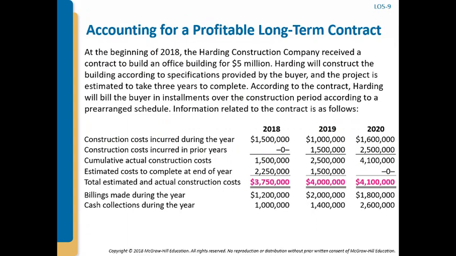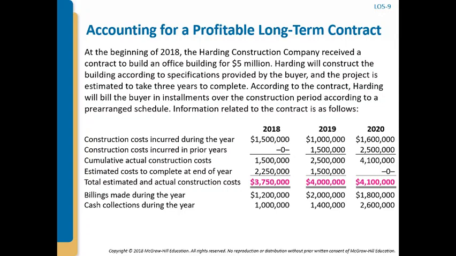So here we have an example that's kind of a running example for part C. And so here we just have some basic information on this example. At the beginning of 2018, Harding Construction Company received a contract to build an office building for $5 million. They'll construct the building according to specifications provided by the buyer, and the project's estimated to take 3 years to complete. According to the contract, Harding will bill the buyer in installments over the construction period according to a prearranged schedule. Information related to the contract is as follows.